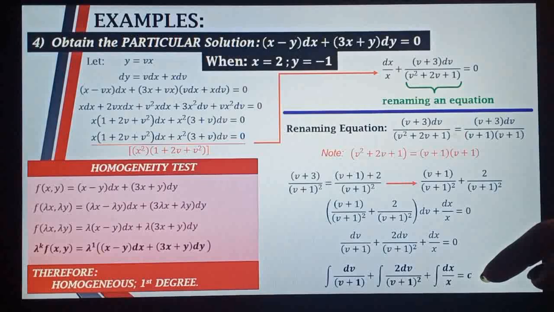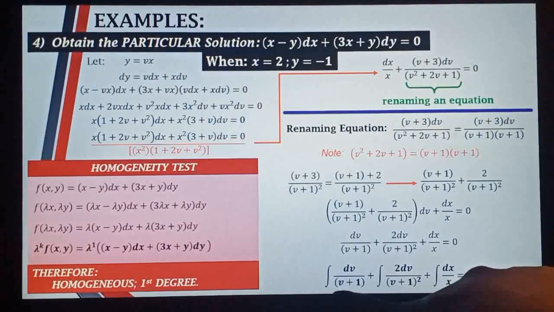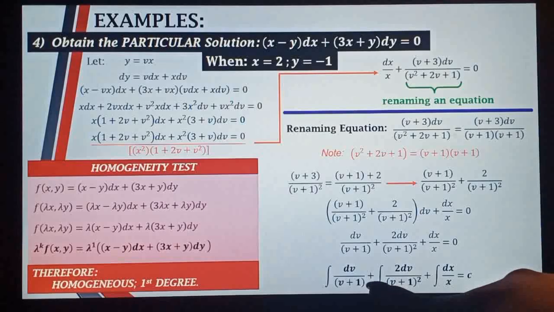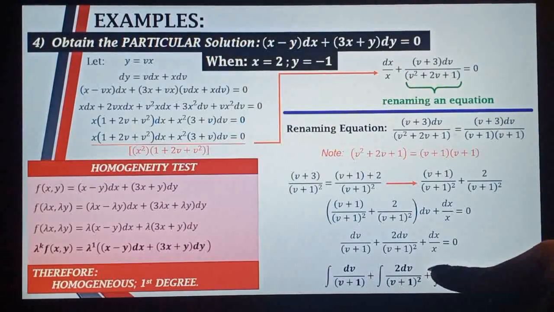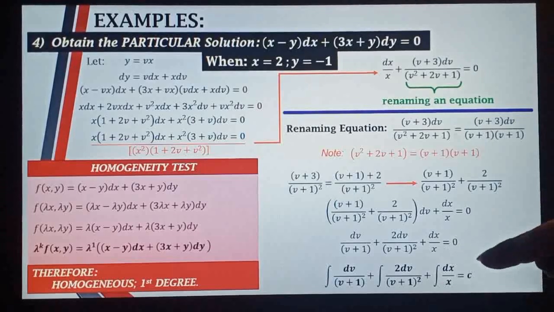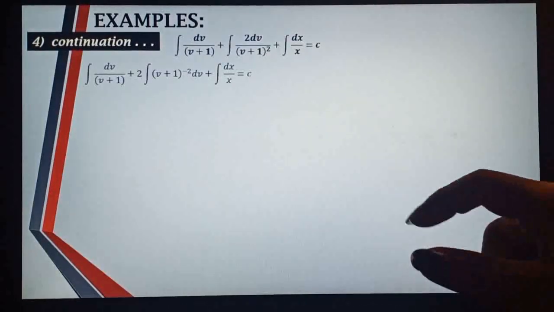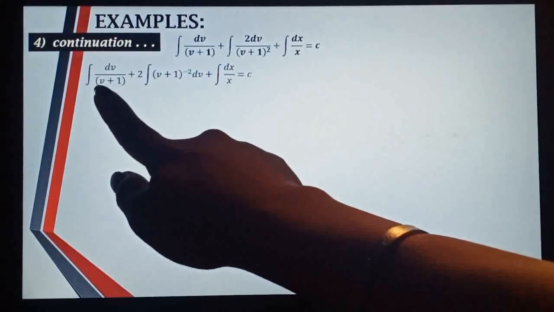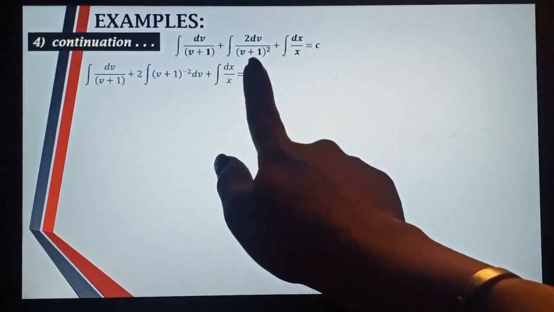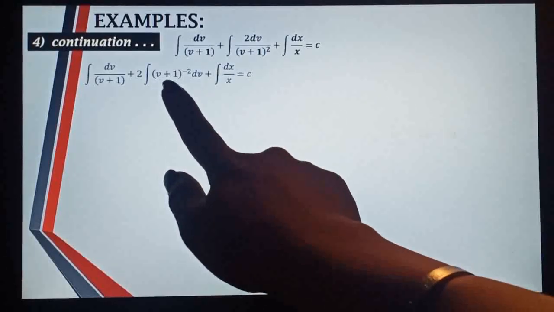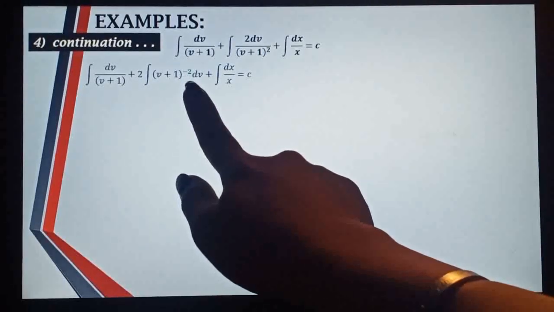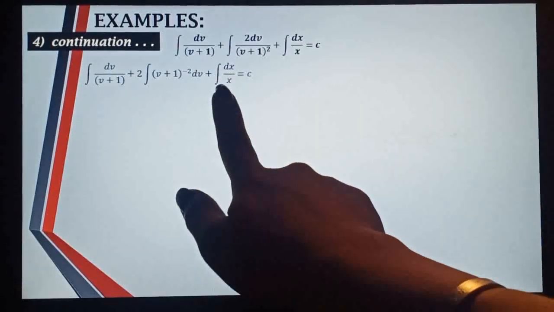So, our working equation now is the integral of dv over v plus 1 plus the integral of 2 dv over v plus 1 squared plus the integral of dx over x equals c. Now, how do we integrate it? Let's do the continuation of this problem. You will have the first term as is, but the second term we can raise to the numerator and make it v plus 1 raised to negative 2 dv. Then the last term can be the same.